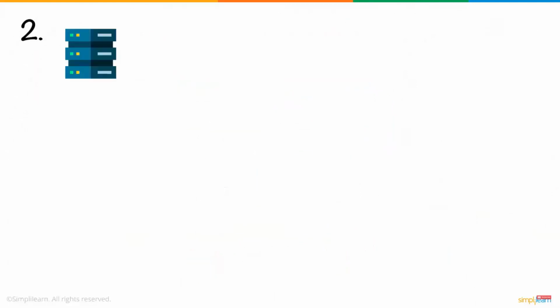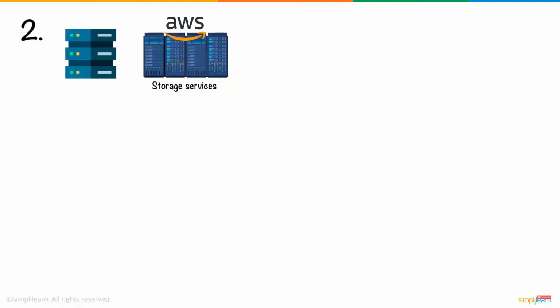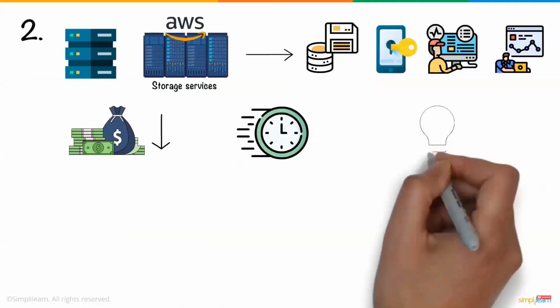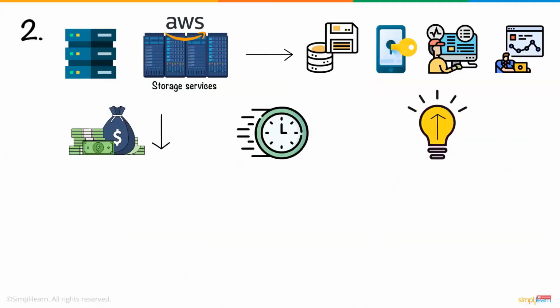For storing website data, Rob could use AWS storage services that would enable him to store, access, govern, and analyze data to ensure that costs are reduced, agility is improved, and innovation accelerated.